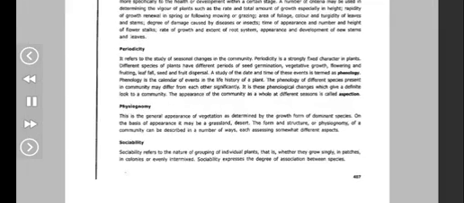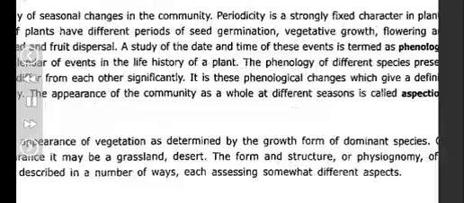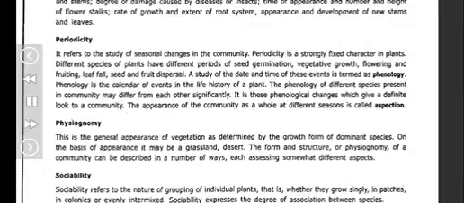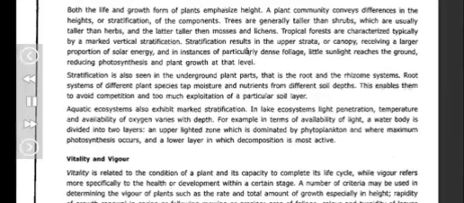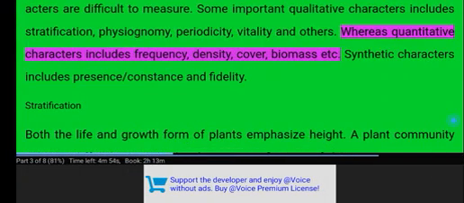Nature and structure of community. The community characters mainly are of two types, analytic and synthetic. Analytic characters are categorized as qualitative and quantitative. Qualitative characters are difficult to measure. Some important qualitative characters include stratification, physiognomy, periodicity, vitality and others. Whereas quantitative characters include frequency, density, cover, biomass etc. Synthetic characters include presence, constancy and fidelity.